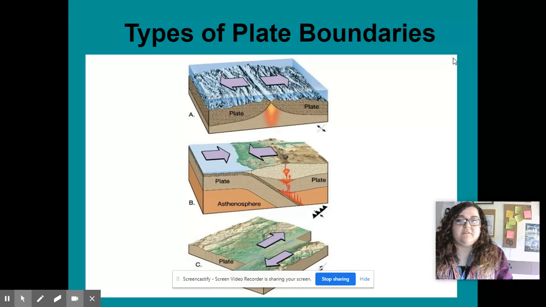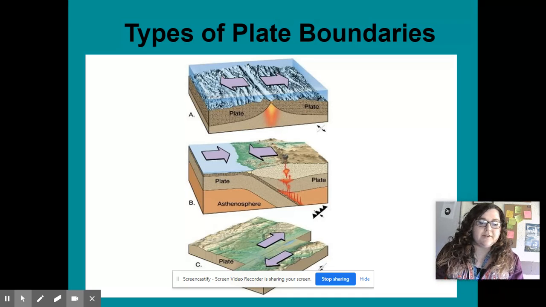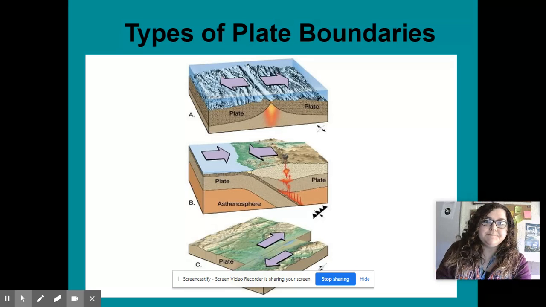Because at these boundaries, there's a couple different things that can happen that gives you the different features that we see on our planet today. Again, I have the notes pulled down over here, so if you see me looking over here, I'm not just being weird. I'm trying to make sure I stay on par with the notes for you.